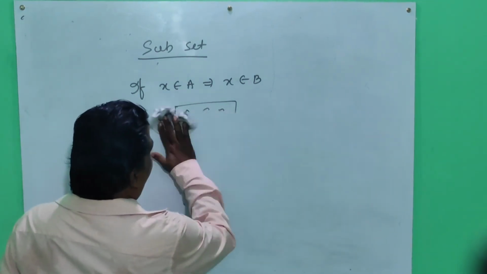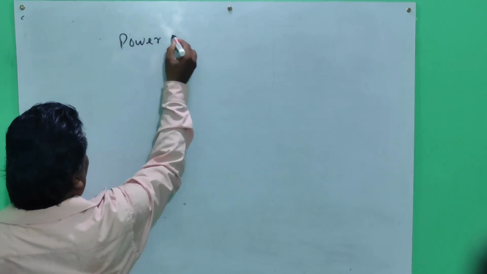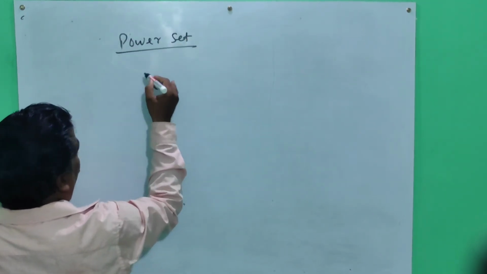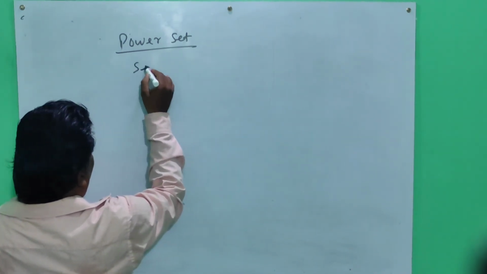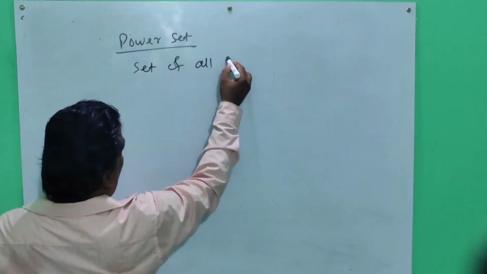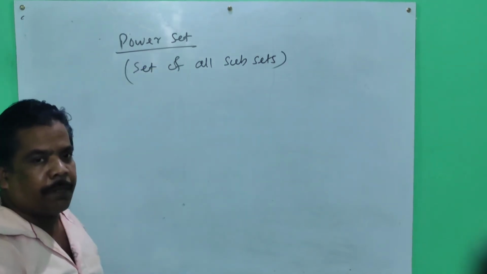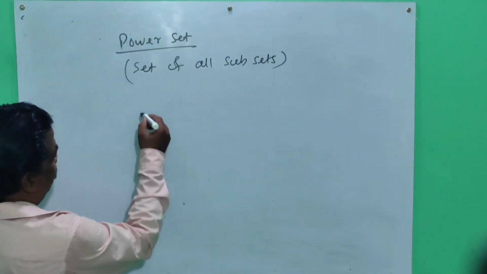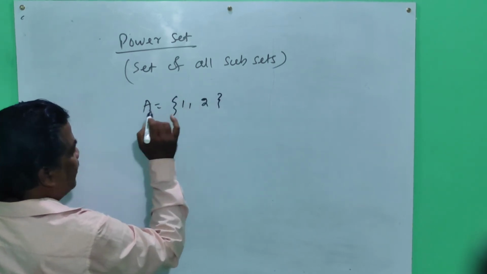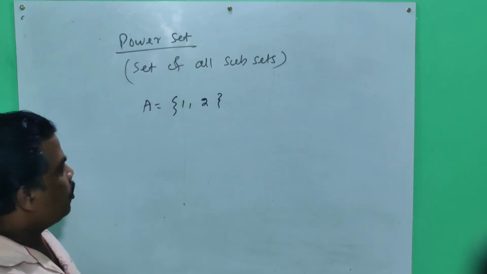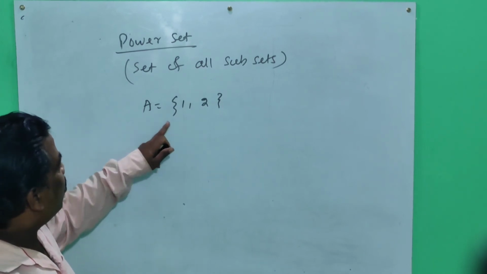Now we proceed to the power set. Power set is defined as the set of all subsets. The set of all subsets of a set is defined as the power set. Let us take an example, A is equal to {1, 2}. Here we take a set having two elements. The set of all subsets of this set is the power set of A.